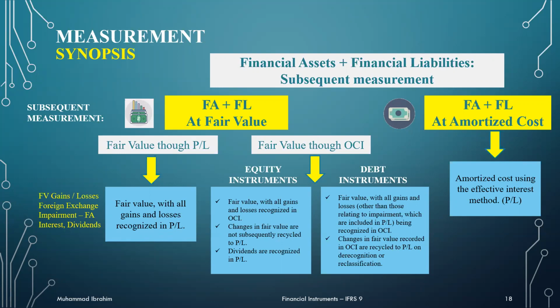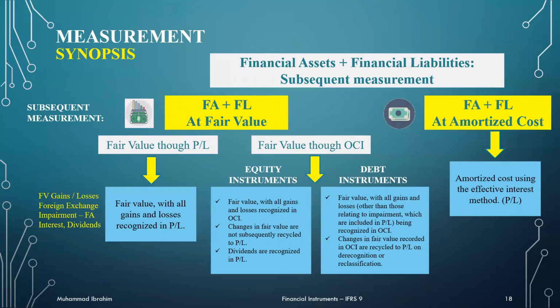Okay, and the last subsequent measurement is very easy. That is amortized cost. Any financial asset or liability which has been classified initially at amortized cost will be subsequently also recorded as amortized cost using the effective interest rate method as per IFRS 9.